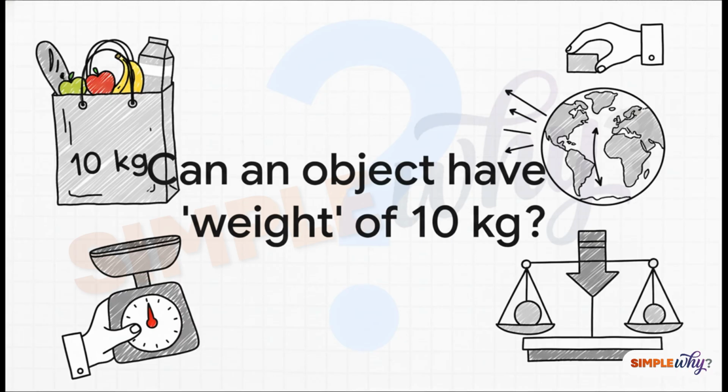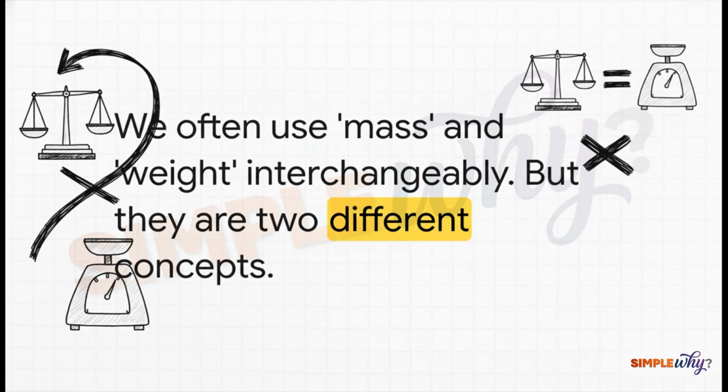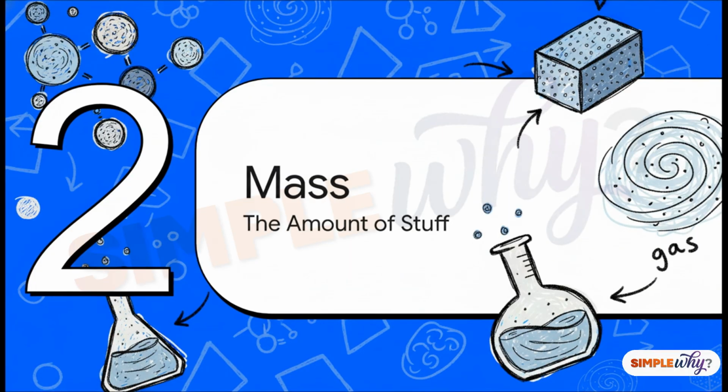And figuring out why, well, that's the key to this whole thing. See, we throw these words around, mass and weight, like they're the same thing, but they are totally different concepts. And getting this right is super important, so let's start with the first one, mass. Okay, first up, mass. Let's really get a grip on what this is.